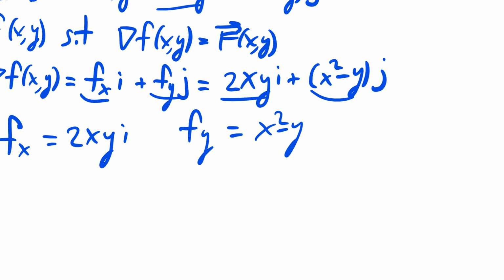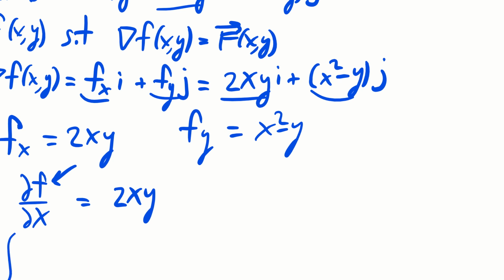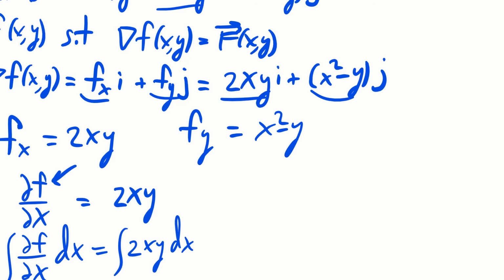So if we wanted to solve, let me revert back to the old notation, the Leibniz notation for the partials. The partial of f with respect to x is equal to, just the components, 2xy. So if we want to recover f, we want to remove this partial derivative. So we want to integrate both sides with respect to x. So I'm going to take the antiderivative of the partial of f, partial of x with respect to x, and I'm also going to do that to the right-hand side. We want to integrate this right-hand side with respect to x.